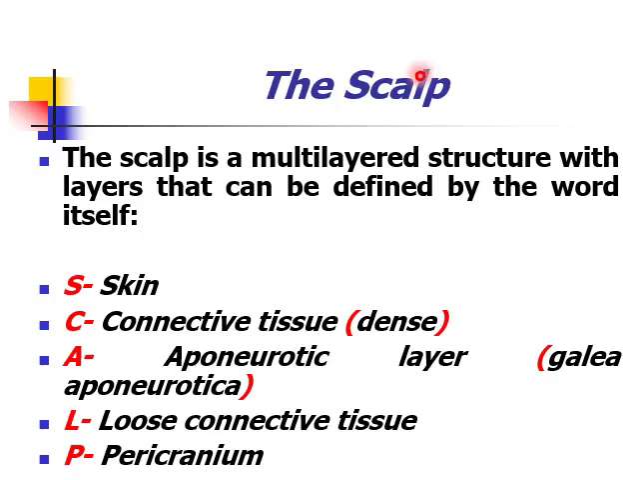The fourth letter forming the word scalp is L. The L stands for the loose connective tissue layer. Then the P in the word scalp represents the pericranium. So we have 5 letters for the word scalp, forming 5 layers of the scalp itself, arranged in the same order as the letters. The S is for skin, C for the connective tissue, a dense type of connective tissue, A for the aponeurotic layer, L for loose connective tissue, plus the pericranium, which forms the last layer of the scalp.